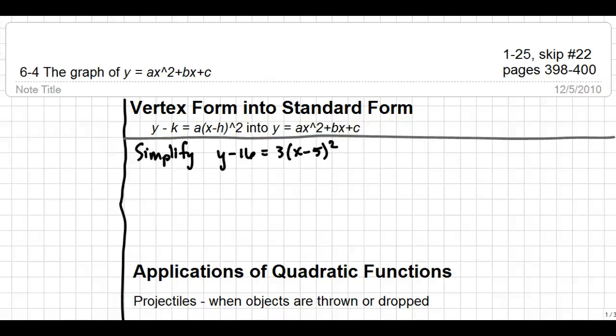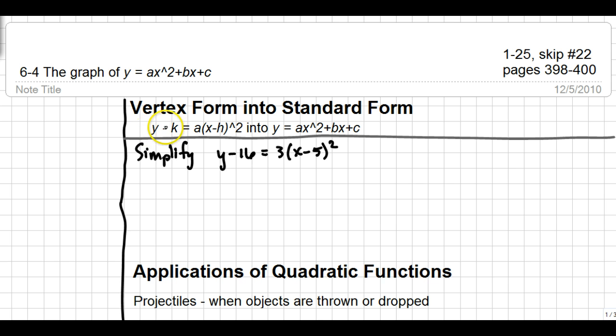This lesson is for Advanced Algebra, lesson 6.4, on the graph of ax squared plus bx plus c. One of the other things you're going to do in this lesson is not just do the graph, but also maneuver between vertex form and standard form. A quick reminder on what vertex form is. Vertex form was the type of equation that we learned yesterday in 6.3.